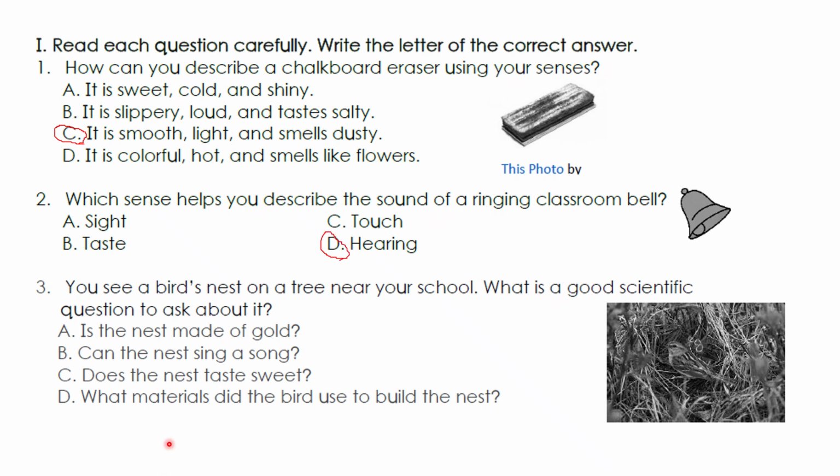Next, for number 3, you see a bird nest on a tree near your school. What is a good scientific question to ask about it? A. Is the nest made of gold? B. Can the nest sing a song? C. Does the nest taste sweet? D. What materials did the bird use to build the nest? What is your answer, kids? The correct answer is letter D. Good job, kids!